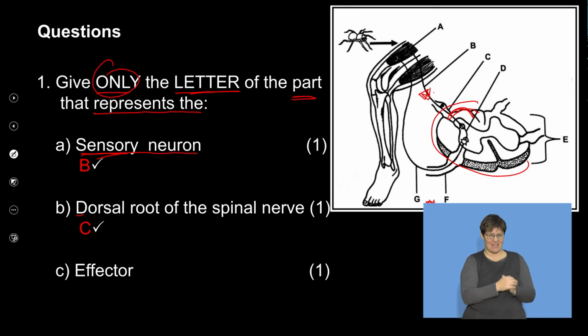Then we move to part C, that part that represents an effector. Remember, the motor neuron carries impulse to the effector. So we're looking at the diagram here. Where will be our effector? These are muscles, I believe. Then already I gave you direction to give the answer. That will be A. Yes, A is the muscle, is the effector.